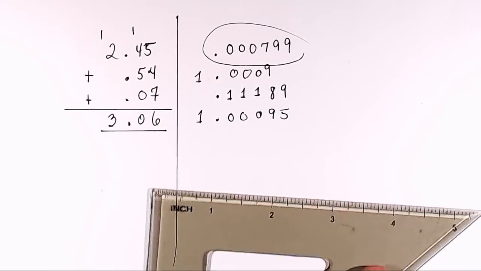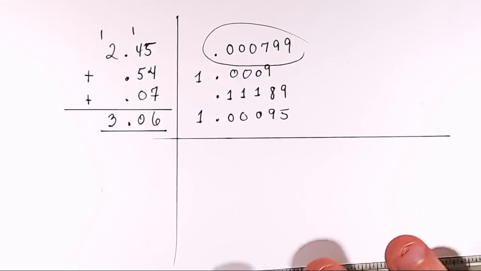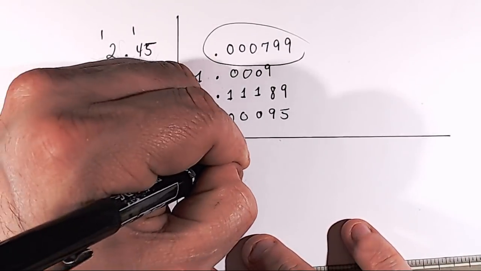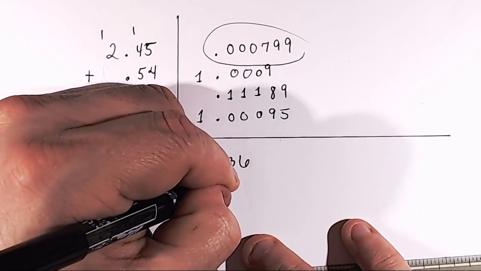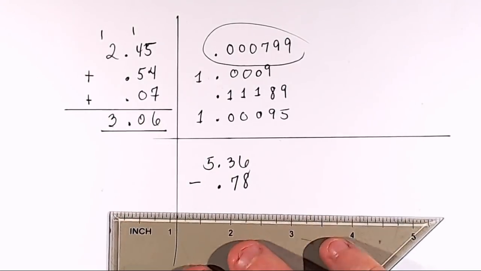All right, and next question we can fit here. It says 5.36 minus 0.78. Right, that's all they want.